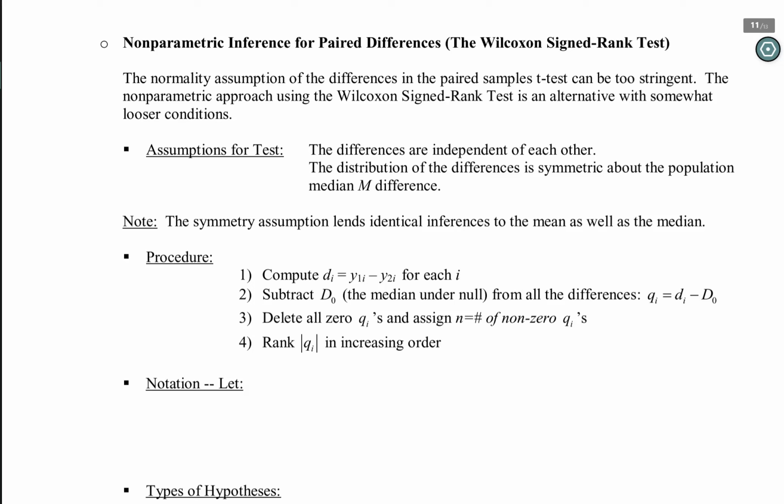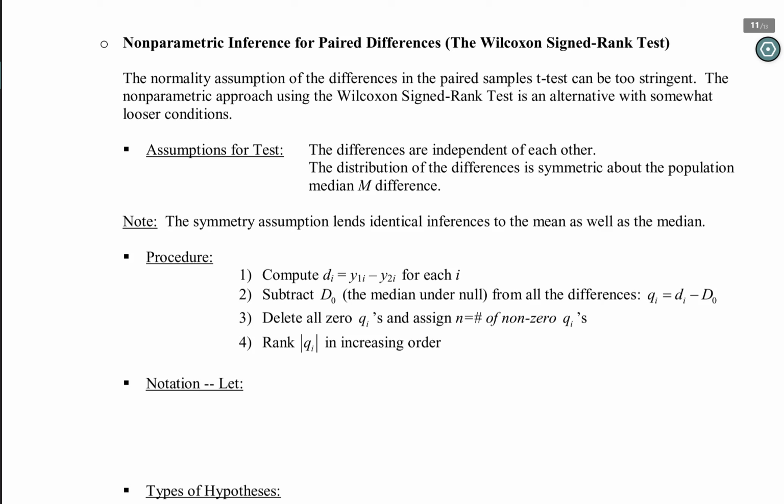Here we consider the last test within this module dealing with two populations. Here we are looking at the non-parametric alternative to the paired t-test, and the one we're going to use here is called the Wilcoxon signed rank test.